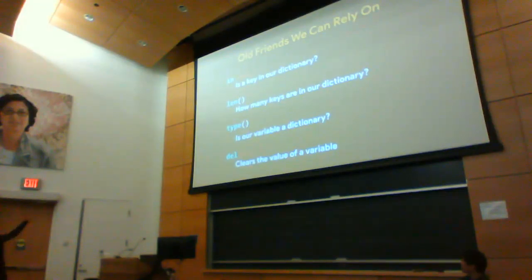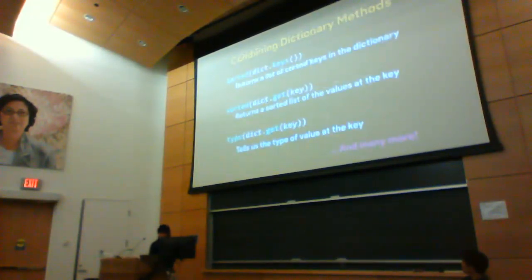Type, so we can check types of keys and types of values. And then there's the keyword del. Don't worry about that one. It kind of just clears the value of a variable. Don't worry about that. If you're using it at all, it'll start to break the dictionary. Don't use that. And so we can combine some of these methods together and do something like this.